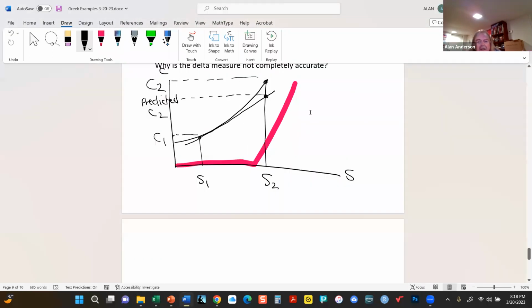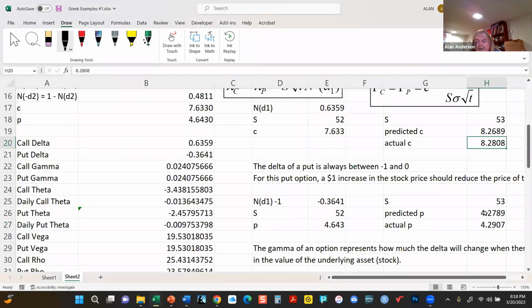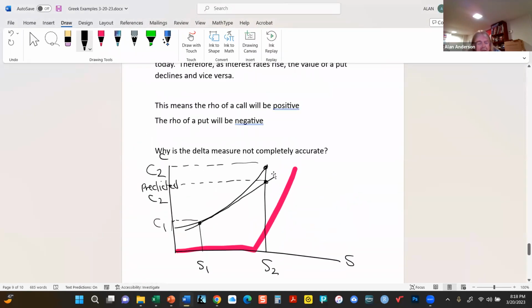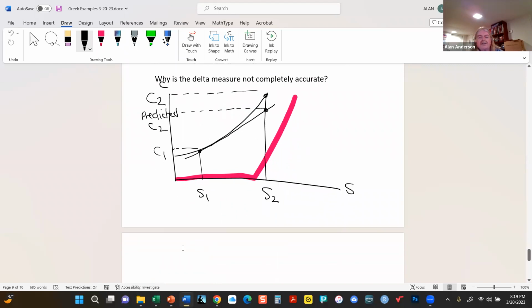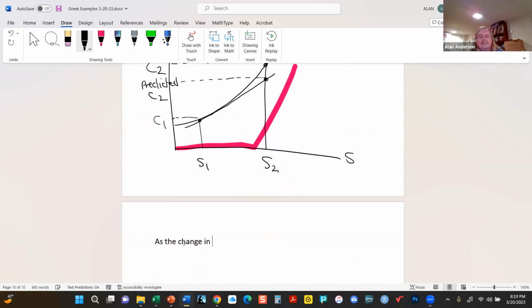And if you reverse this from left to right and use a put, it'll be the same thing. The predicted put price will be a little bit too low. Again, it's because this market price curve is a curve, and the delta itself is the straight line. It's the slope of the curve at a single point. That's where the inaccuracy comes from. And what that means is that as the change in S increases, the inaccuracy also increases. For small changes in the stock price, the predicted call price will be reasonably accurate, but not perfect.